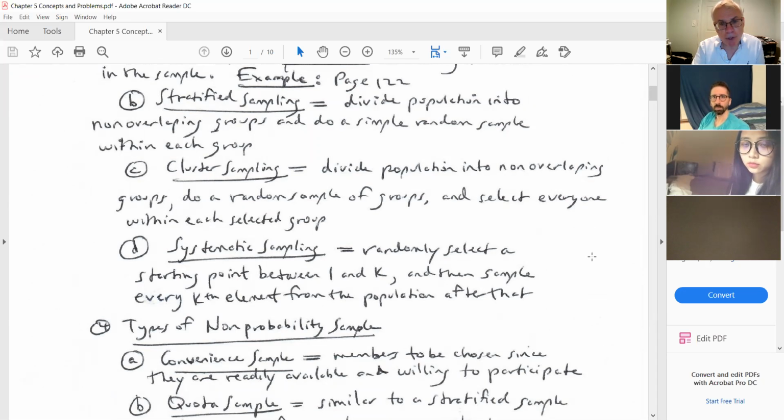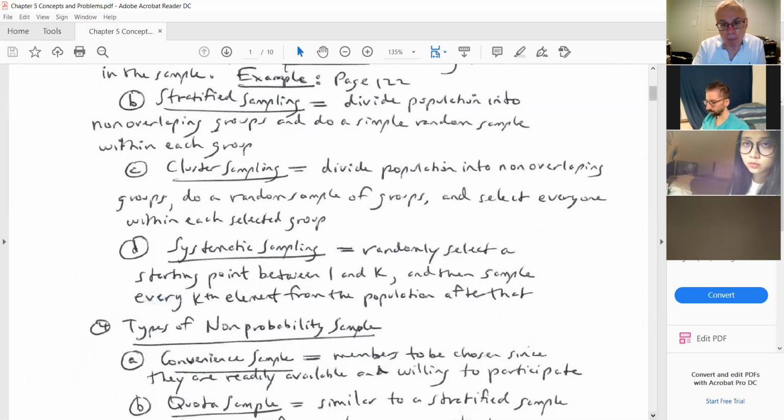So the randomization occurs in the very first item that comes off the assembly line, and then everything after that will be systematically the same position that's going to be selected for the sample until we get all the individuals that we want for a sample. That's why it's called systematic sampling.